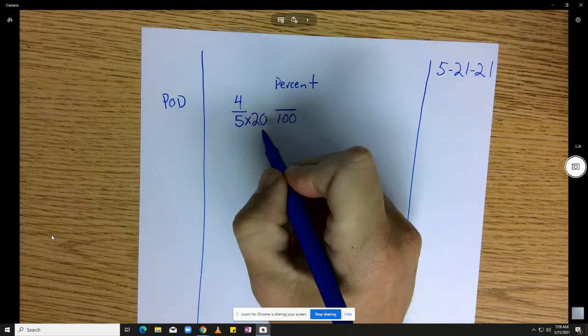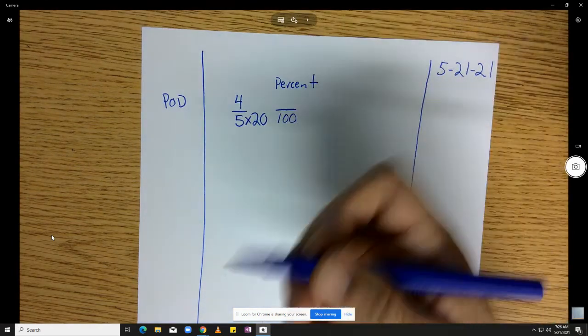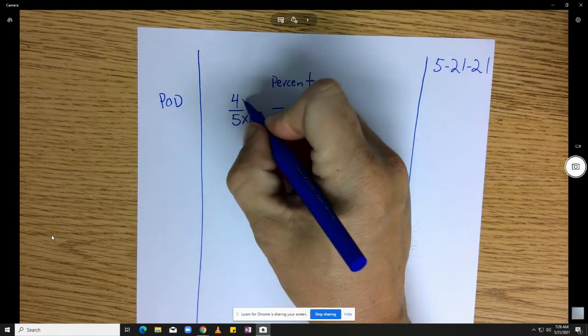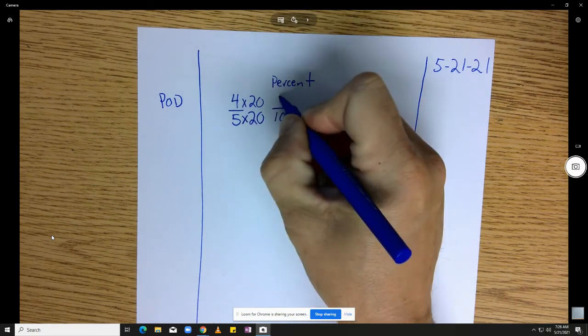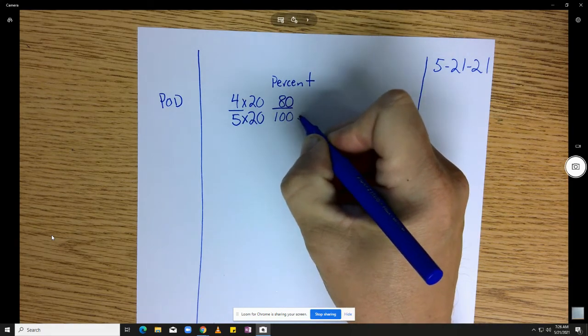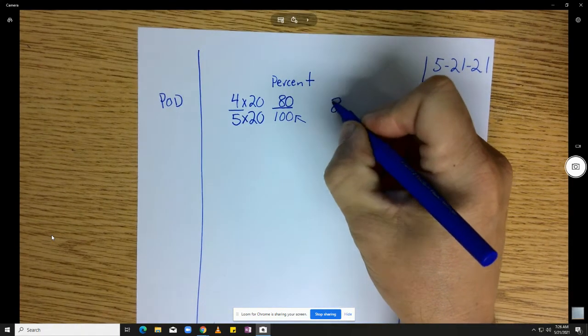Now, this goes back to 5th grade math. See how it all kind of combines on itself? Whatever you do to the bottom of the fraction, you have to do to the top to make an equivalent fraction. So you get 80 hundredths. As long as you have it out of 100, percent's always of 100, you already have your percent: 80%.